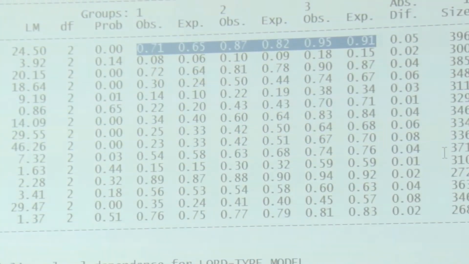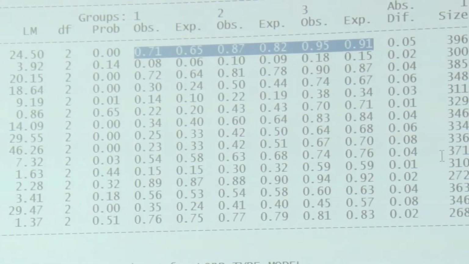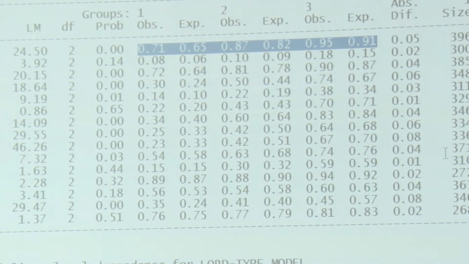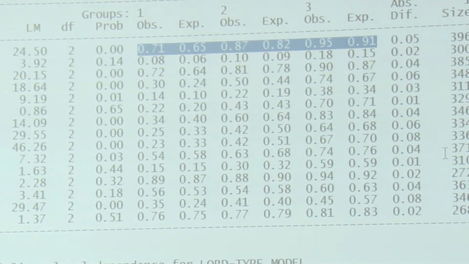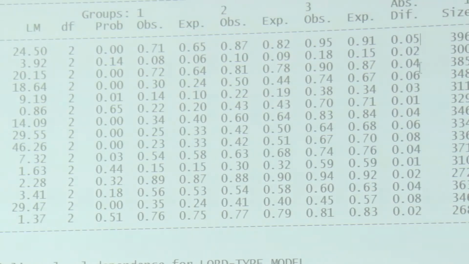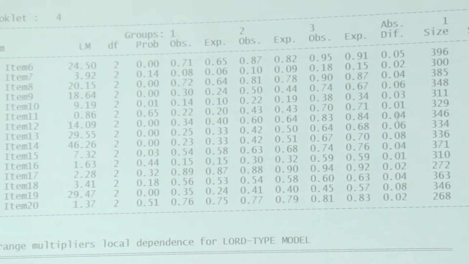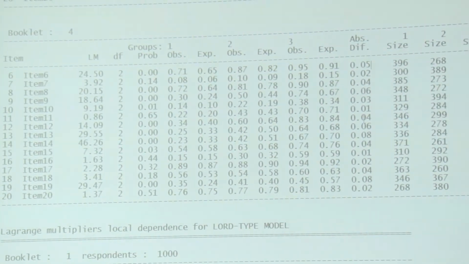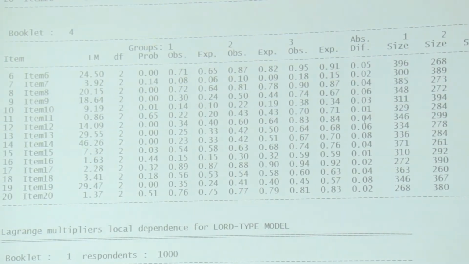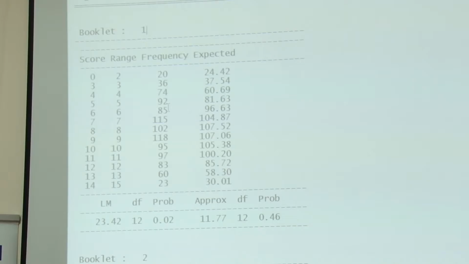In the average scoring group, group 2, it's of course a little bit higher because they have a higher proficiency. There we have 0.87 versus 0.82. And finally, in the high scoring group, we have 0.95 and 0.91. Then at the end of the table, in the column labeled absolute difference, there's some kind of effect size that tells you how bad it is. And you also get some chi-square statistics that tell you a little more about that. And so it goes on.